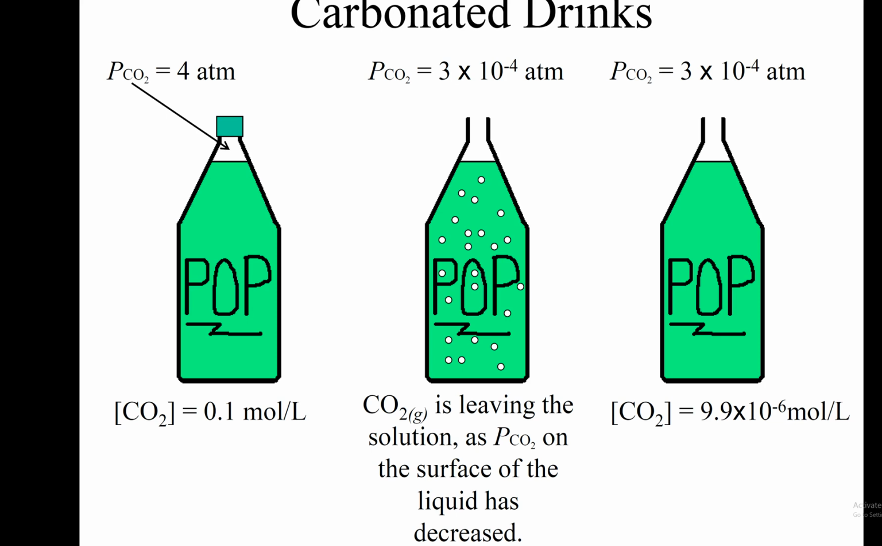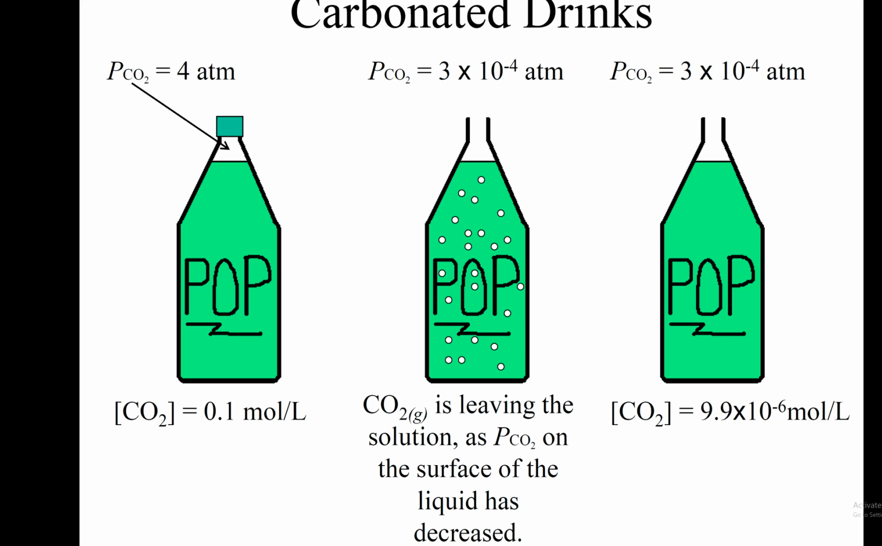Now, the best example of this is carbonated drinks, going along with Henry's law, right? If you take a look at Coke here, or Pepsi or whatever soft drink, and I get 4 atm, what I'm actually doing here is calculating the concentration of CO2, which is about 0.1 mole. Now, if I reduce the pressure down to 3 times 10 to the negative 4, the CO2 begins to leave the solution as PCO2 on the surface of the liquid has decreased. So normally when you open up that bottle cap, you are releasing some of that pressure out, and now the soda comes up. At 3 times 10 to the negative 4, at some point your concentration of carbon dioxide eventually goes flat. So now you have 9.9 times 10 to the negative 6 moles.